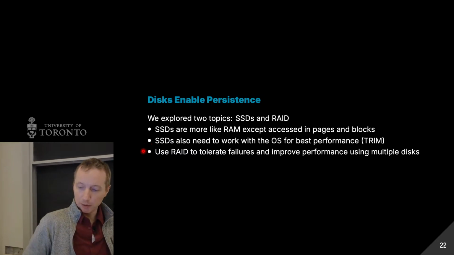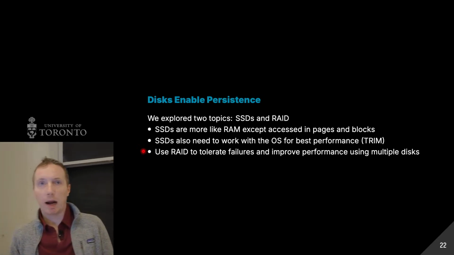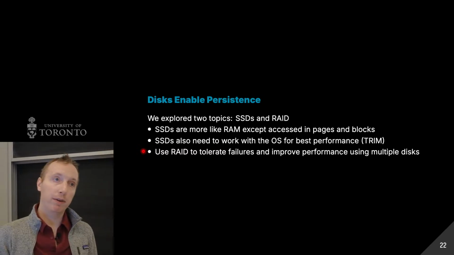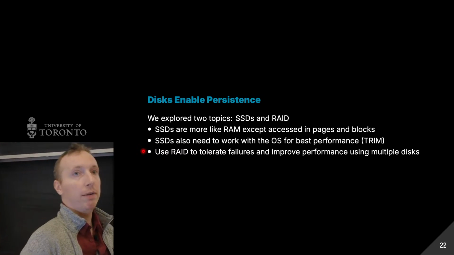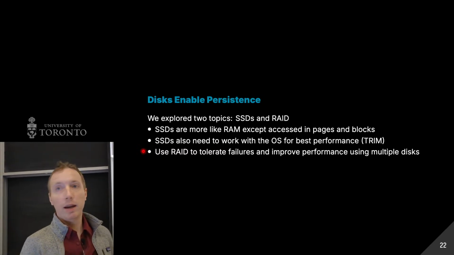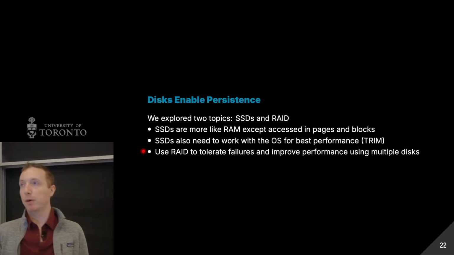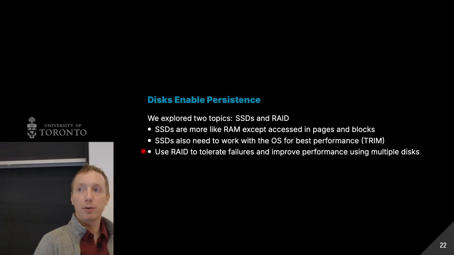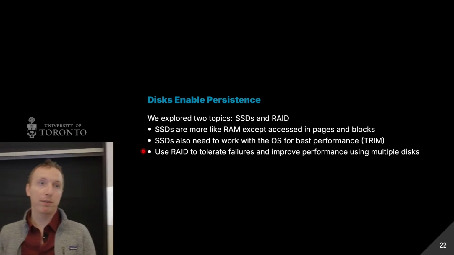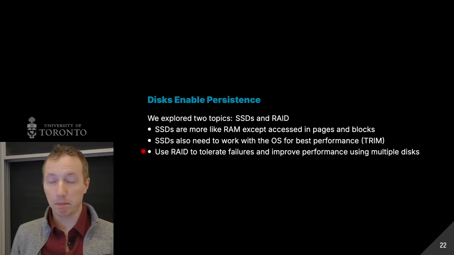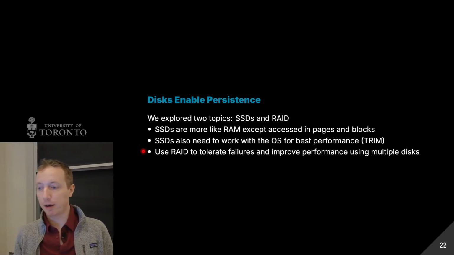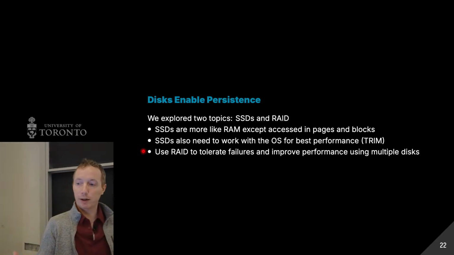Then we talked about RAID, how to combine multiple hard disks on our machine in different configurations, with a trade-off of tolerating failures and improving performance using multiple disks. So there's RAID 0, which was I don't care, striping, go fast. So more points of failure, but my performance is very, very good. If I have 5 disks, I get 5 times the performance, but I have 5 points of failure.